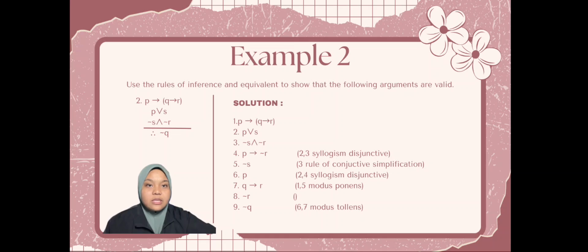Next, from premise 2 and 4, we apply disjunctive syllogism, so we can get P. And next step, we applied modus ponens to premise 1 and 5, and we can get Q. If Q, then R. Next, we apply rule of conjunctive simplification to the premise 3, and we can get not R. And last but not least, we use modus tollens to premise 6 and 7, and we can get not Q. So the arguments are valid.